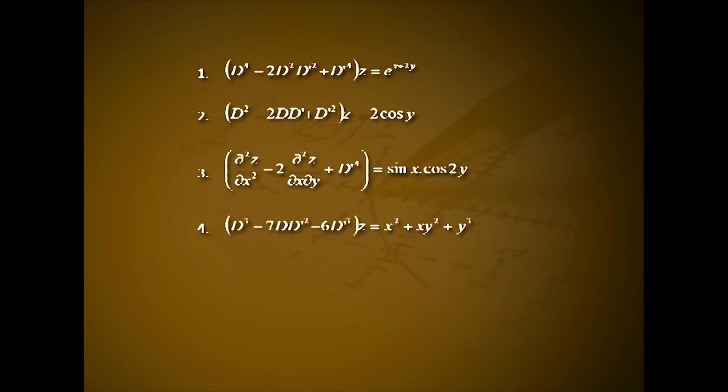Fourth one, D cube minus 7 into D D prime square minus 6 D prime cube of z is equal to x square plus x y square plus y cube. Fifth one, D square minus D D prime plus D prime minus 1 of z is equal to e raised to 2x plus 3y plus cos square of x plus 2y.